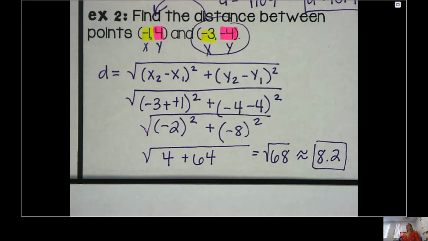Okay, give me a thumbs up, thumbs down. How do you feel about distance formula? Do you think you can do a couple problems tomorrow with distance formula? Like a few? Okay, good.